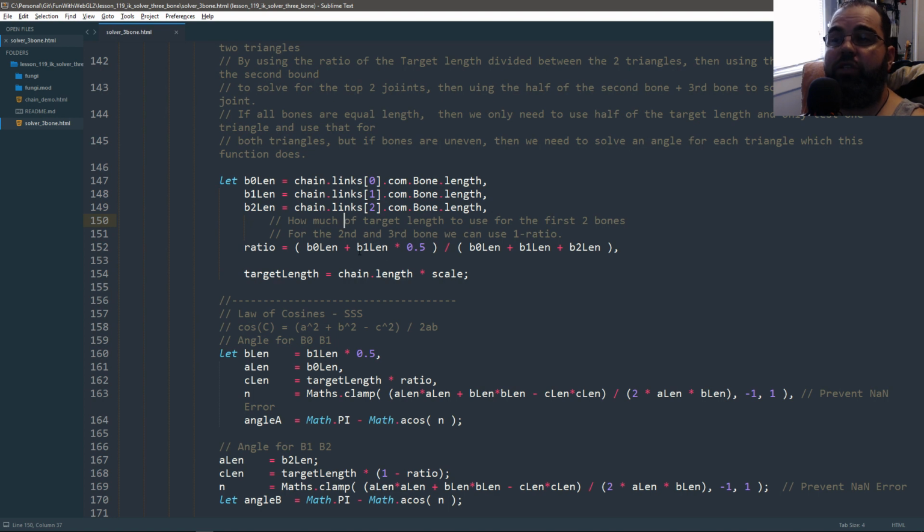So I create the ratio for the top. Like I said, for bone 1, I want half of it. So I get half of bone 1 plus bone 0, and divide that by the total bones.